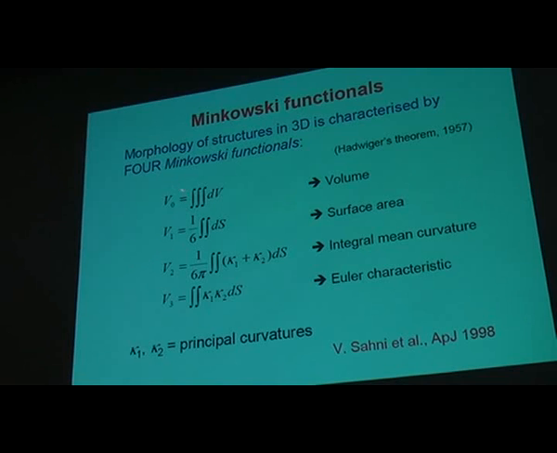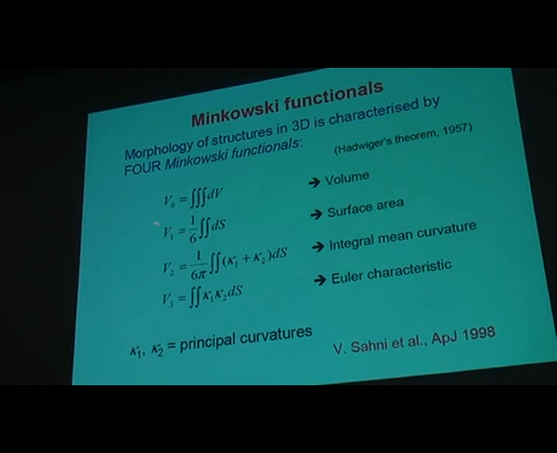What are those functionals? The volume. Imagine I have isosurfaces. I want to know the morphology of the regions enclosed by isosurfaces. I will calculate the volume enclosed by isosurfaces. I will calculate the surface area of those surfaces. I will calculate the integral mean curvature. At every point there will be two curvatures defined, kappa 1 and kappa 2. And then I will calculate the Euler characteristic, something related to the Euler characteristic, or Gaussian curvature. And that's it.